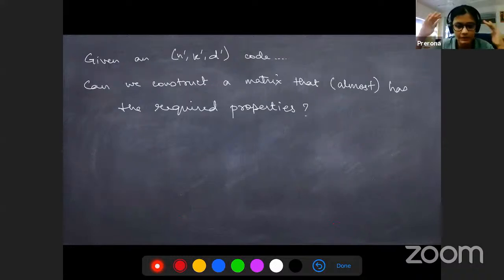So now suppose we are given an n prime, k prime, d prime code. Can someone tell me how to construct a matrix that almost has the required property? That is, let's say we want to build a matrix such that given any 2 columns, the positions in which the two columns match are very few. The number of positions in which they are equal is very few. Can you tell me how to build such a matrix?